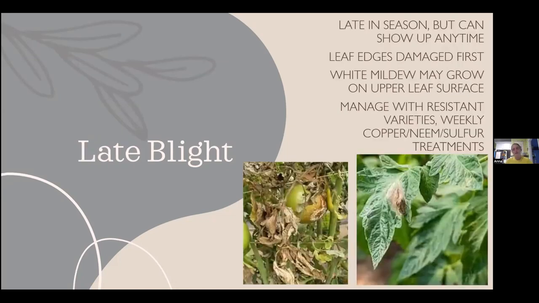Late blight pops up anytime, but I see it a lot kind of late summer, early summer too. The leaf edges are damaged first. You get kind of a white fuzz on the upper leaf surface. You can manage this with resistant tomato varieties, weekly copper, neem, or sulfur, and then just prune any infected material out.